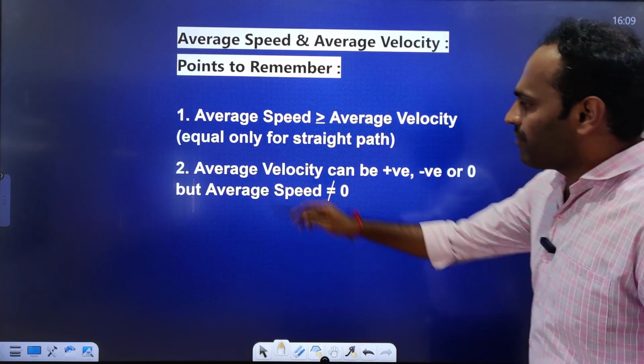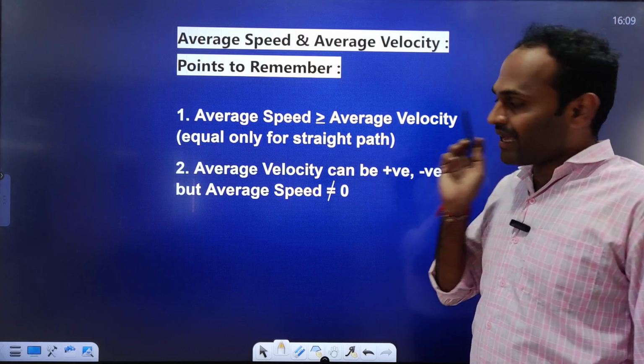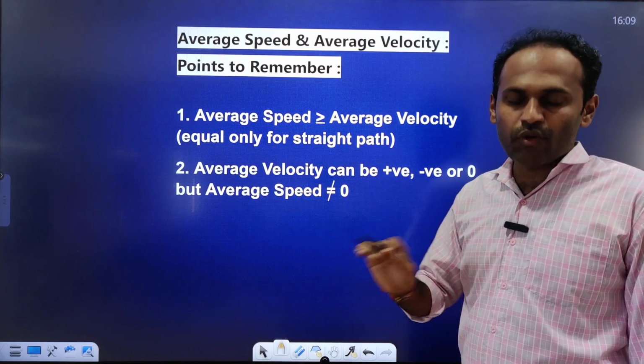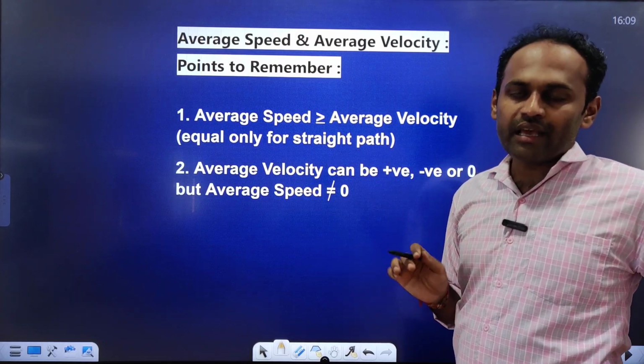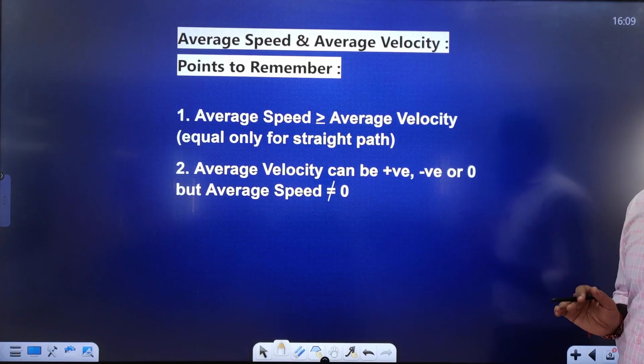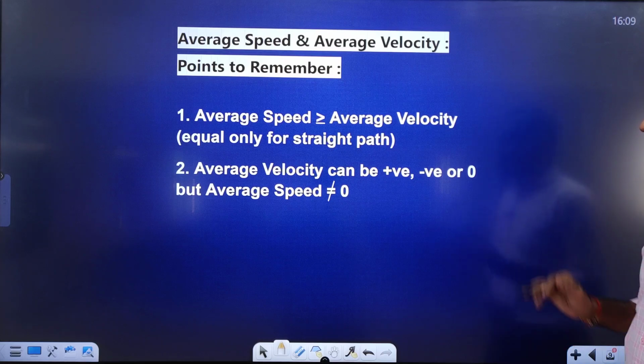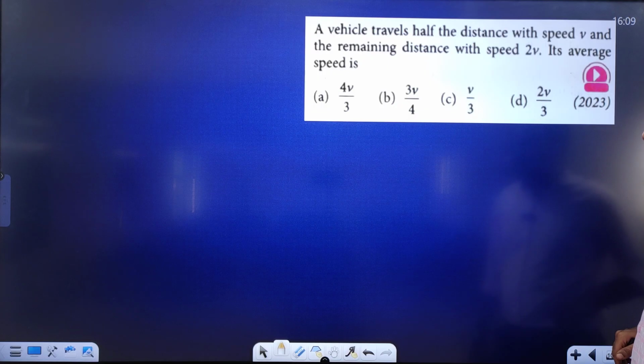Second point is average velocity can be positive, negative or zero, but average speed is never negative or never equal to zero for a moving object, right? This is all about the points you have to remember regarding average speed and average velocity.